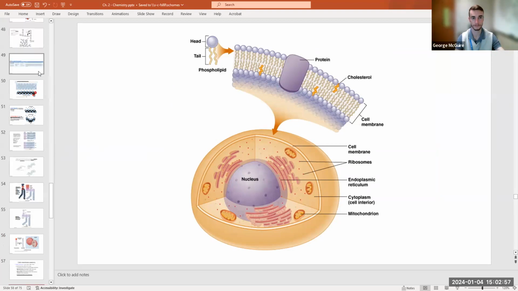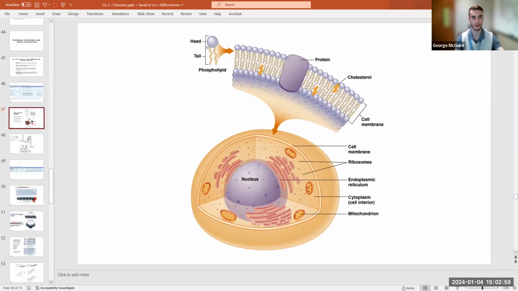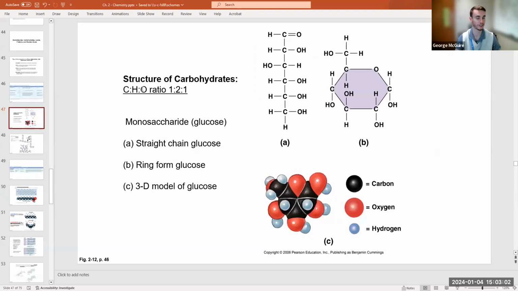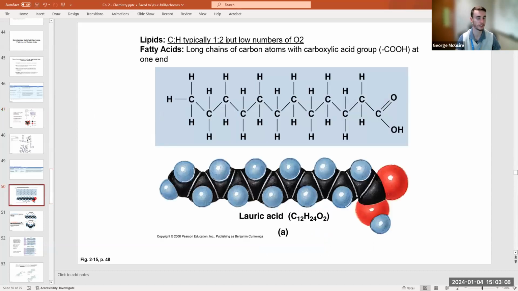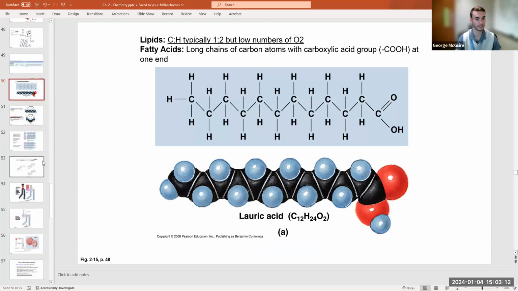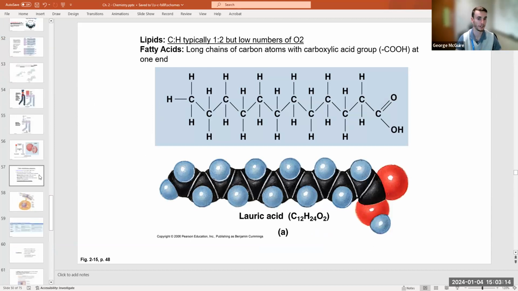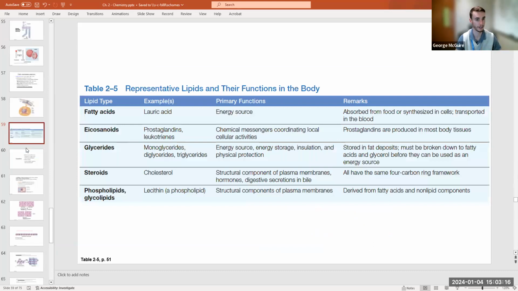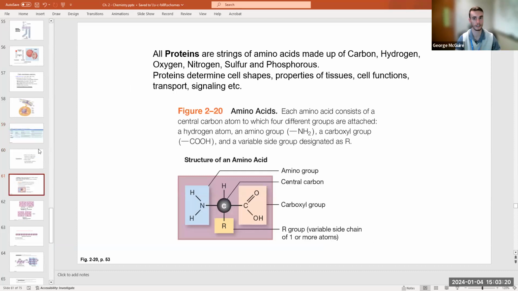Okay. So again, so far carbohydrates have that carbon, hydrogen, oxygen ratio of 1 to 2 to 1. Lipids have a carbon to hydrogen ratio of 1 to 2, but typically have much less oxygen. And now moving into proteins, which are made up of amino acids, we're going to start getting some other elements into the mix. So no longer just carbon, hydrogen, and oxygen.